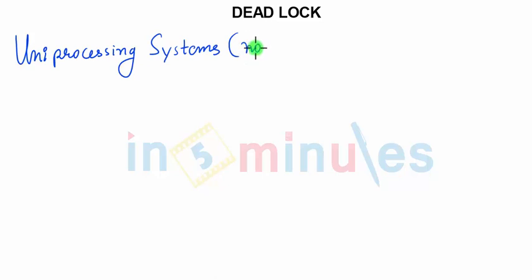The second question is obvious. Would deadlock occur in any system, or in a multi-processing system, or what? To answer that query, we are making it very simple. A uni-processing system will never have the issue of deadlock. Why and how? Let's try to understand.